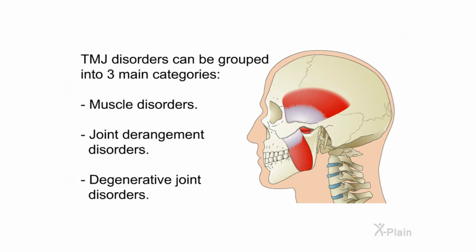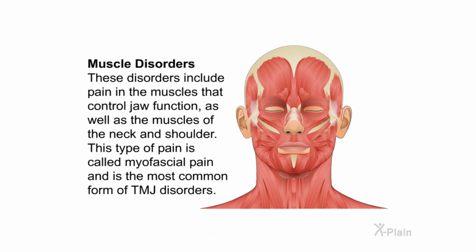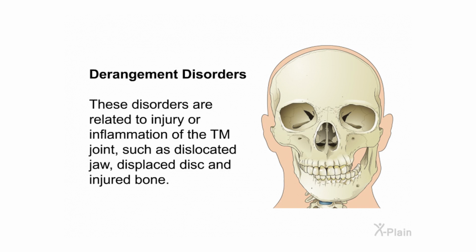Types of TMJ disorders. TMJ disorders can be grouped into three main categories: muscle disorders, joint derangement disorders, and degenerative joint disorders. Muscle disorders. These disorders include pain in the muscles that control jaw function, as well as the muscles of the neck and shoulder. This type of pain is called myofascial pain and is the most common form of TMJ disorders. Derangement disorders. These disorders are related to injury or inflammation of the TM joint, such as dislocated jaw, displaced disc, and injured bone.